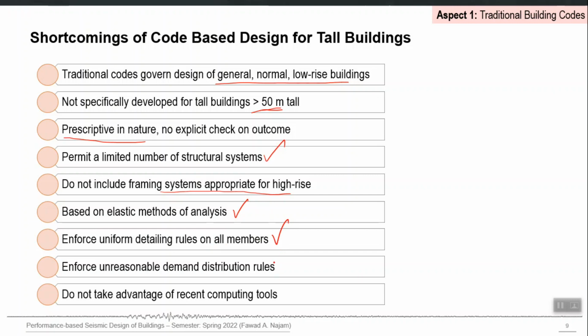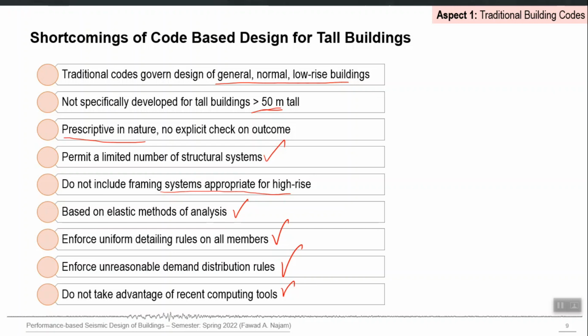Then they enforce unreasonable demand distribution rules. Then they do not take advantage of recent computation tools. For example, geometric nonlinearity. Currently, we know that with just one click, the latest computing programs can account for geometric nonlinearity, maybe the P-delta effect. But building codes are still based on, for example, first order linear analysis, and then how you can magnify the moment for the design of long columns, with magnification factors and this and that.